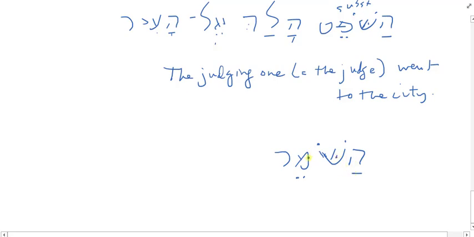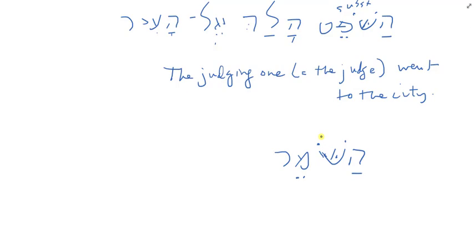The watcher or the guarder, which would be the guard, right? A shomer is a guard. Okay, so the shomer, ha-shomer, the guard. Okay? All right. So those are the ways that the participle can function.